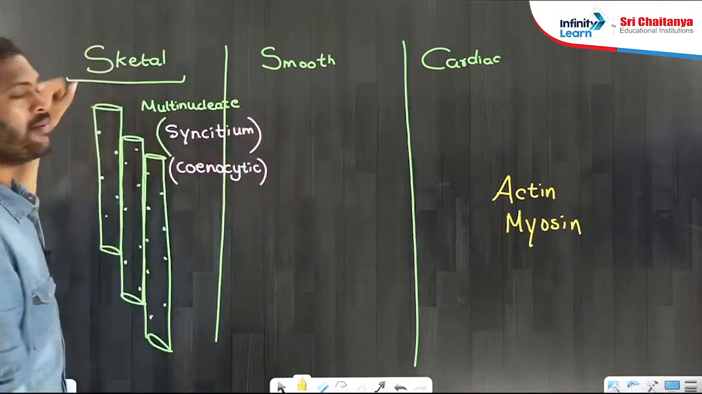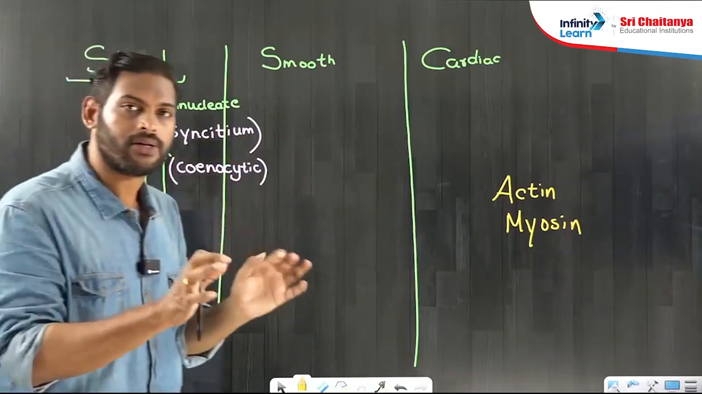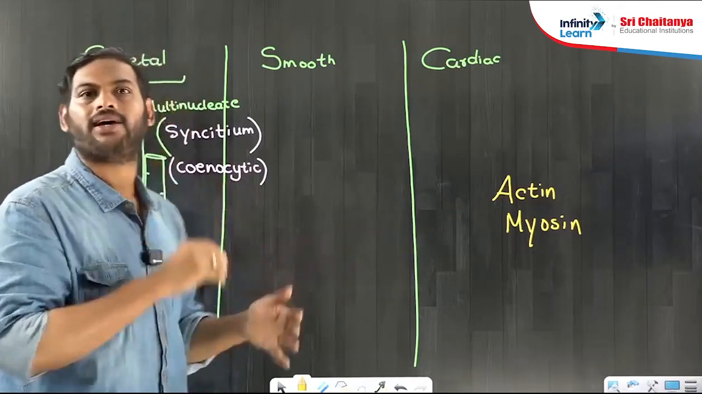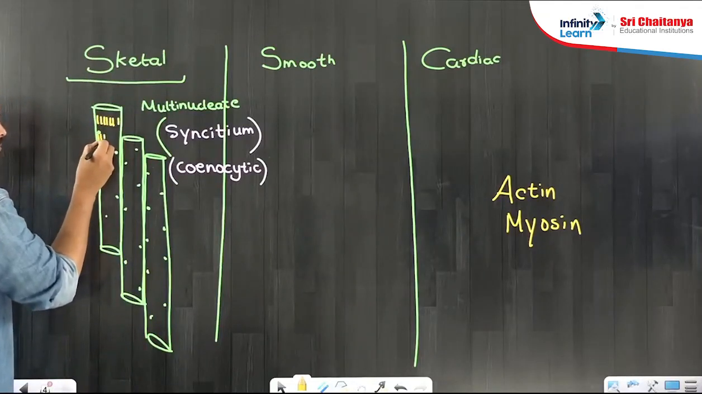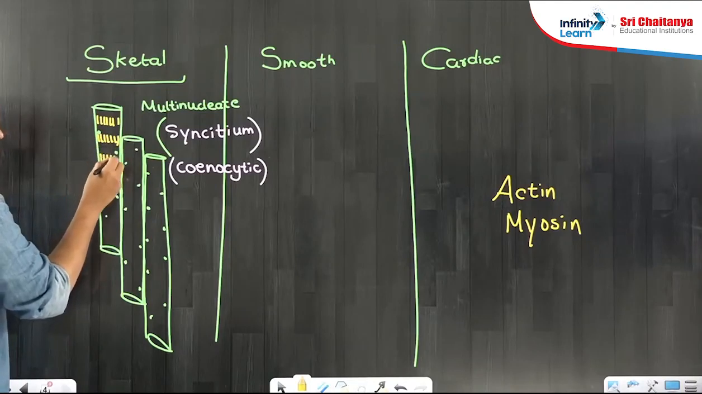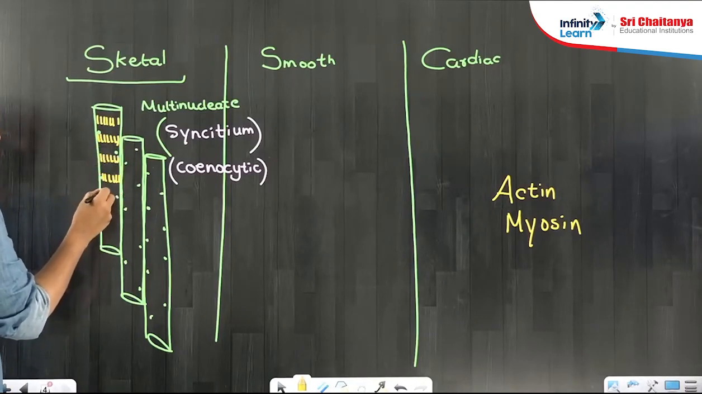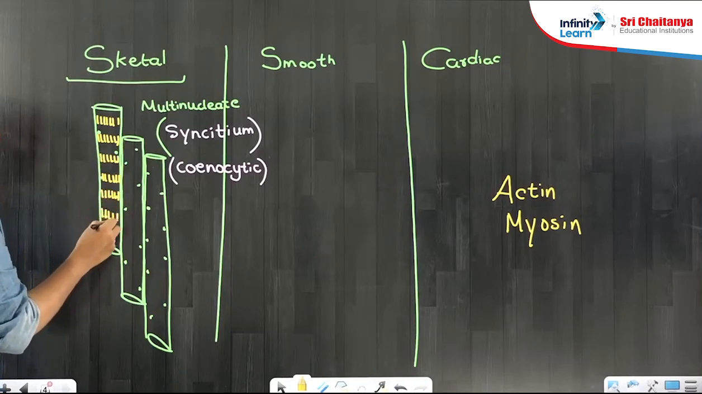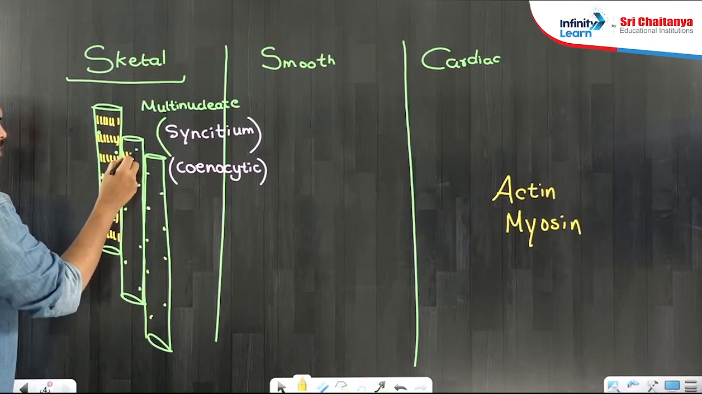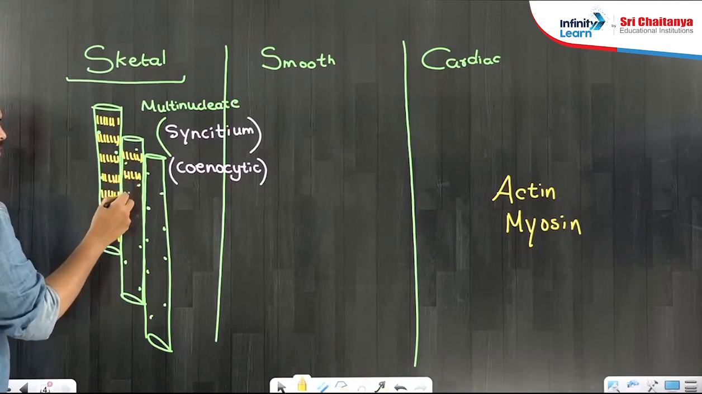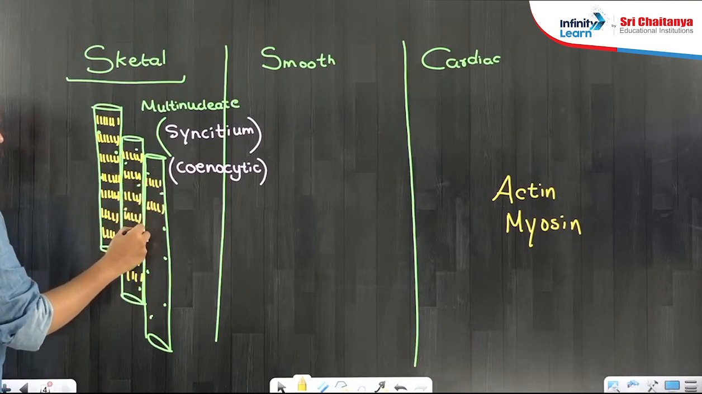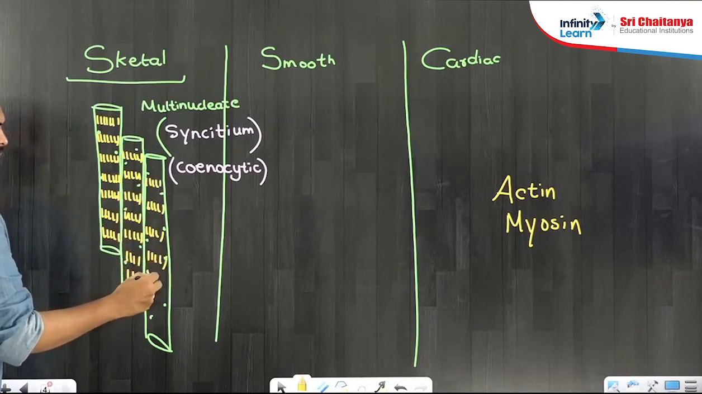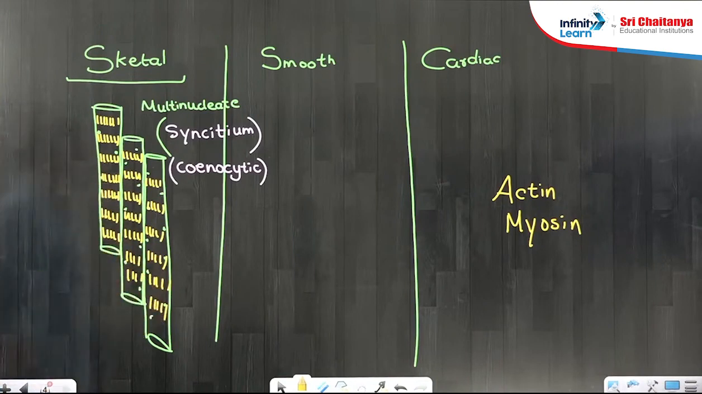In case of skeletal muscle, actin and myosin are arranged in such a way that we can see a pattern like this, like a zebra crossing. Regularly, disciplinedly assembled inside muscle cells like this. What are these? Actins, myosins. Like this. See?